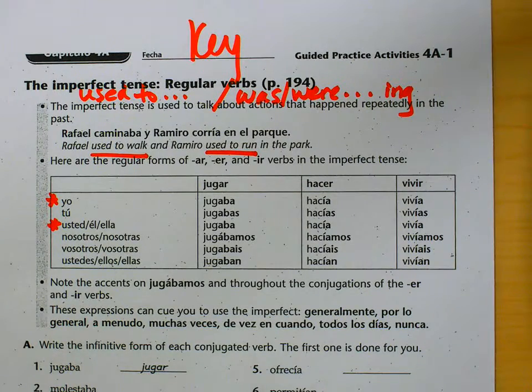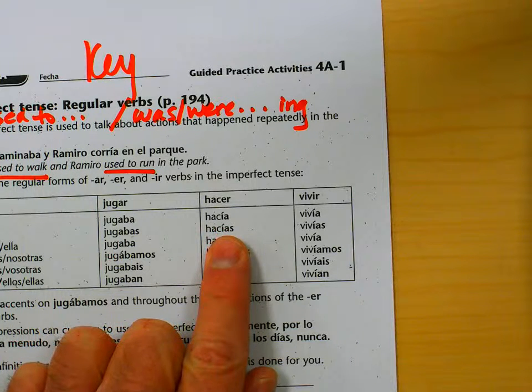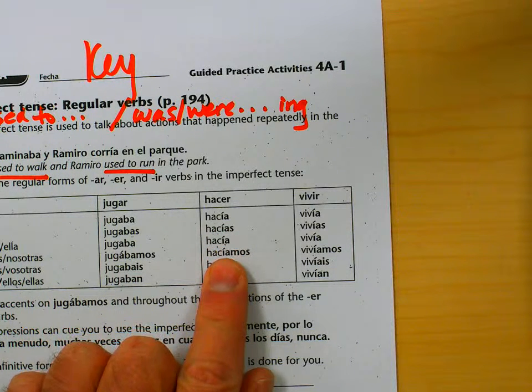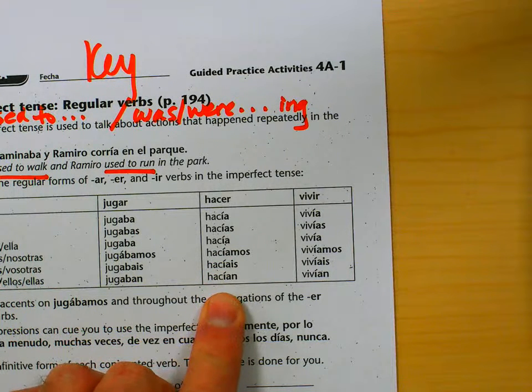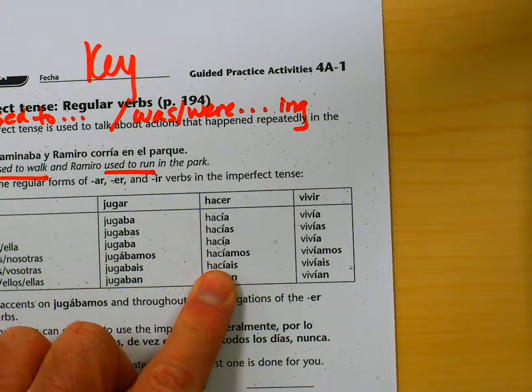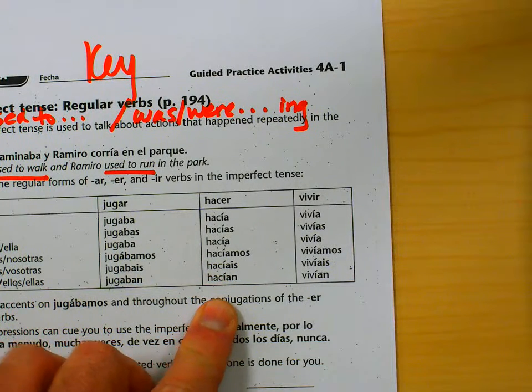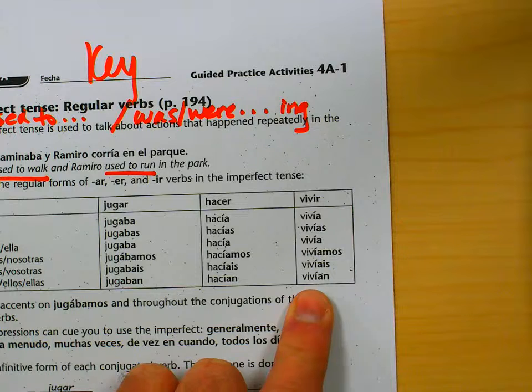The ER, IR verb endings are exactly the same. The yo form ends in ía, tú form ends in ías, él, ella, usted ends in ía, nosotros ends in íamos, vosotros ends in íais, and ellos, ellas, ustedes ends in ían. So you take off your ER, IR, and you add, I call those the ía family endings. So for hacer, we get hacía, hacías, hacía, hacíamos, hacíais, hacían. For vivir, we get vivía, vivías, vivía, vivíamos, vivíais, vivían. So take off that IR before you add those endings.